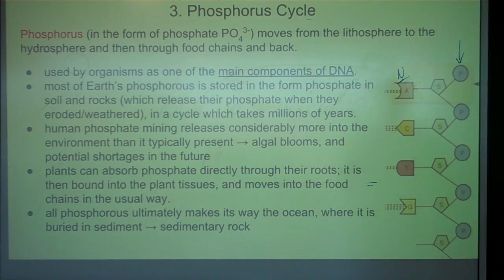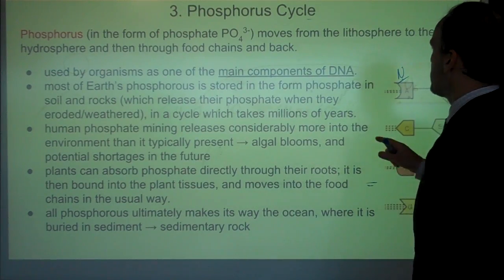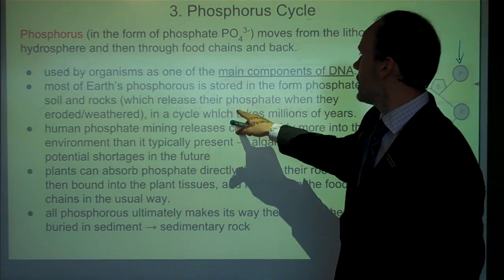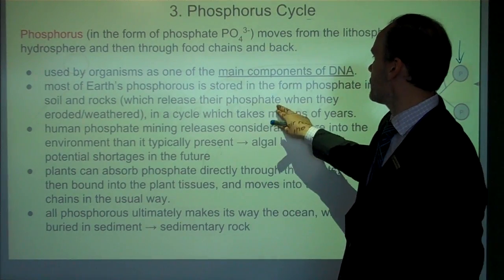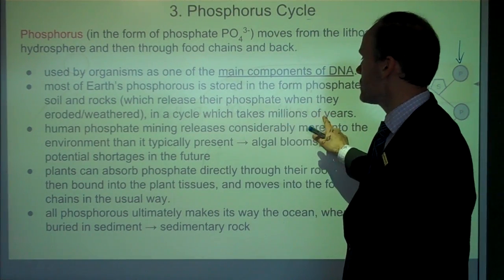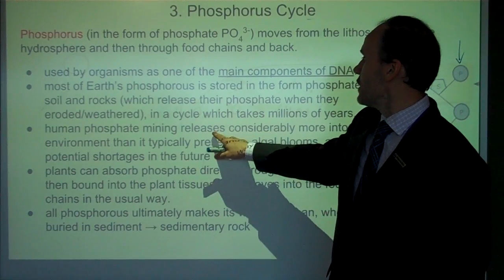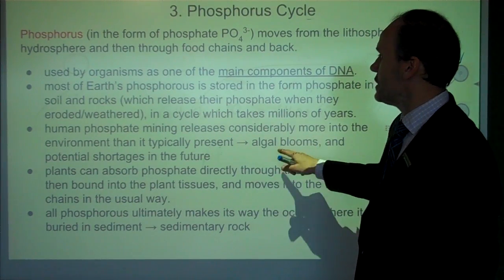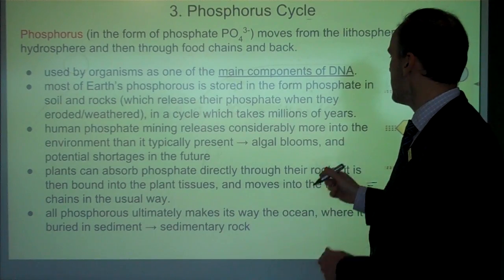So, phosphorus is found in rocks. You have to weather the rocks or erode the rocks, break it down into particles, and then you get different compounds which are accessible by plants first, and then animals, and off it goes from there. Most of Earth's phosphorus is stored in the form of phosphate in soils and rocks, which release their phosphate when they are eroded, in a cycle which takes millions of years. Phosphate mining releases more into the environment, so you get algal blooms.